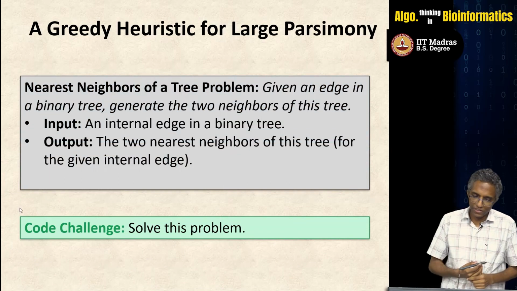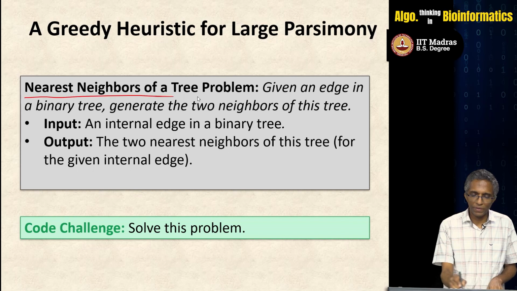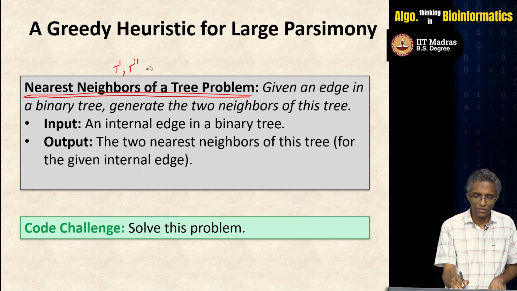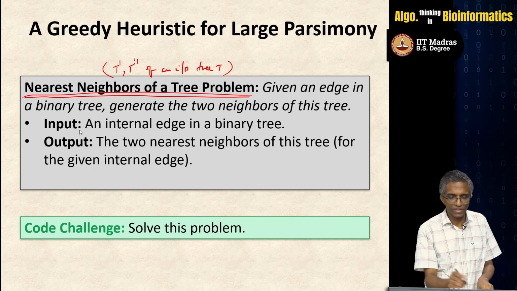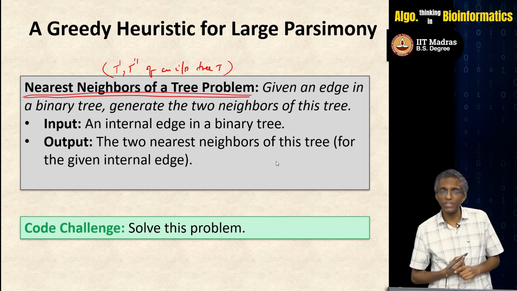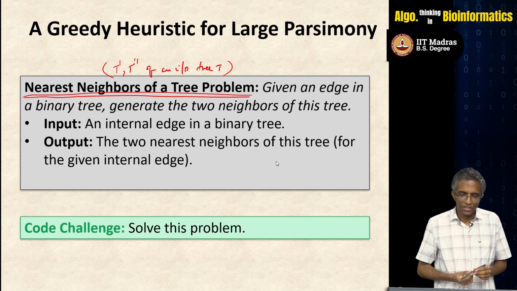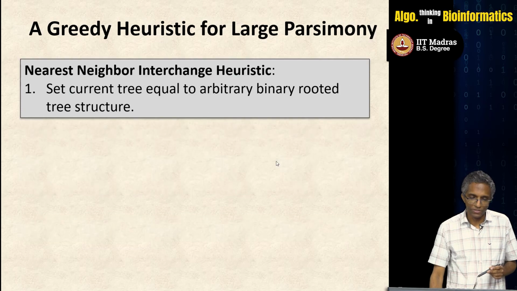So, that is again a code challenge. So, you have in this space all the T prime, T double prime, etc. of an input tree T, right. So, given a tree, given an internal edge in a binary tree, generate the two nearest neighbors of this tree for the given internal edge, and then this can be used as a way to implement one of the steps of the greedy heuristic.